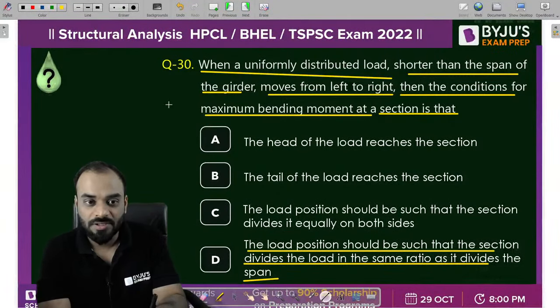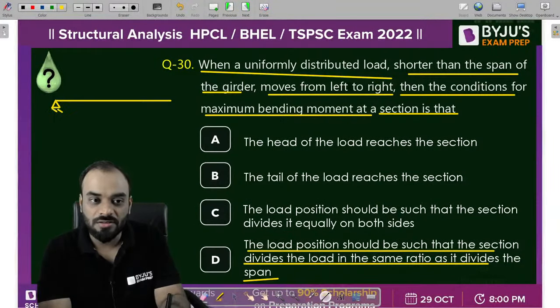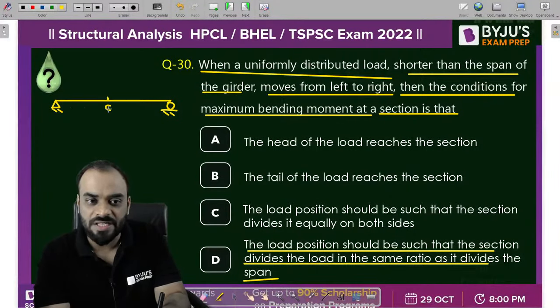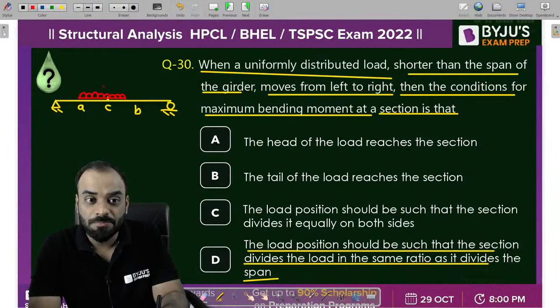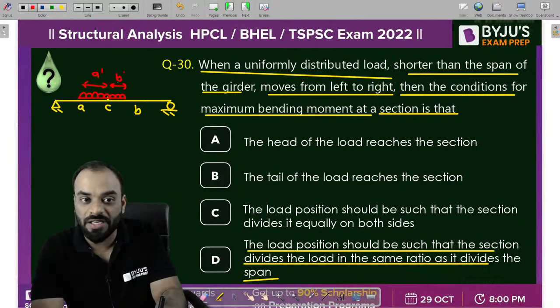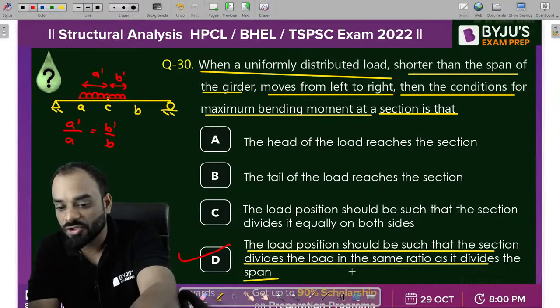Let me explain it. Do you remember this condition, guys? Let us suppose this is a simply supported beam. And let us consider this is our section C, this is A, this is B. Now I need to place the UDL in that manner, so that the portion of UDL will get divided by the section in the same ratio as we have divided the span. Like this one is A dash and B dash, and this one is A and B. That means A dash by A should be equal to B dash by B, right? That's why D is the correct answer for the problem.